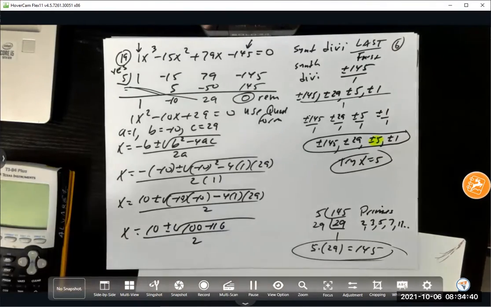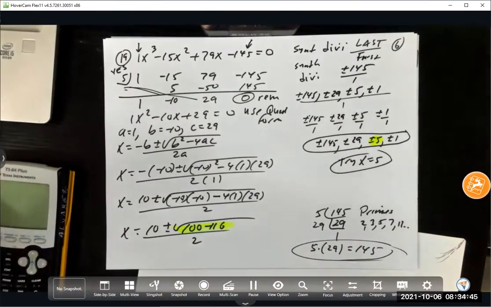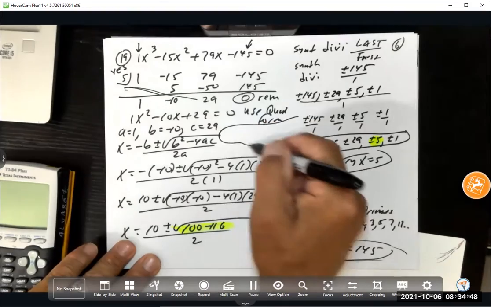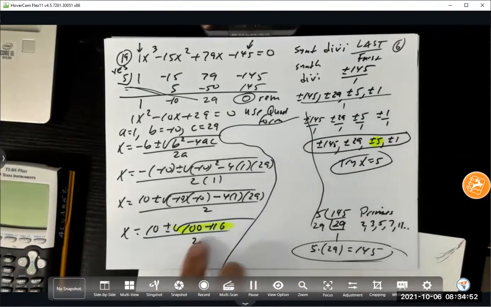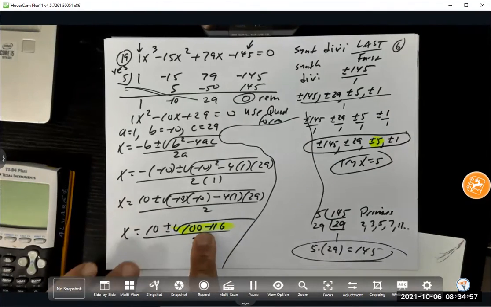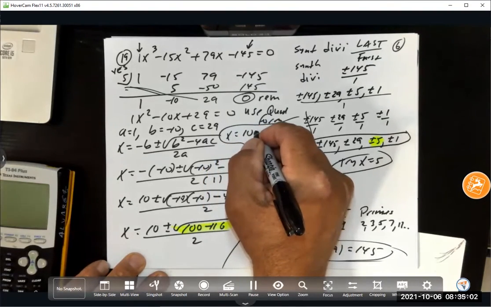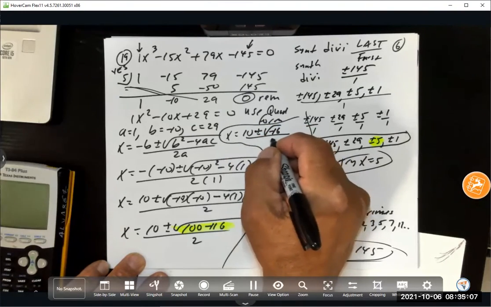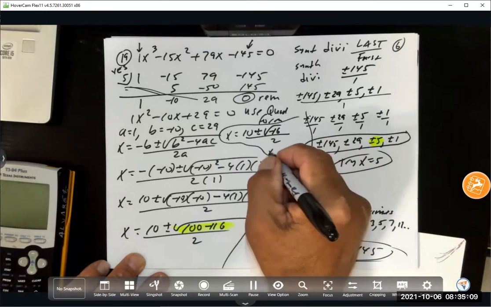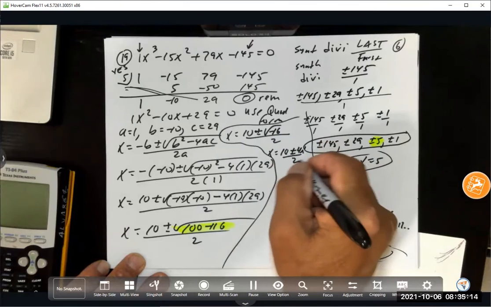All right, now what is this on your calculator? What is 100 minus 116? Tell me, what is that number? What's this? Negative 16. Yeah, it's a negative answer, right? So it looks like it's gonna be 10 plus or minus the square root of -16. And what's the square root of a negative number? 4i, exactly. 4i over 2.